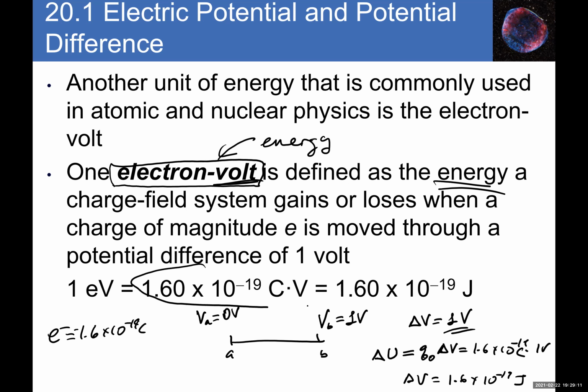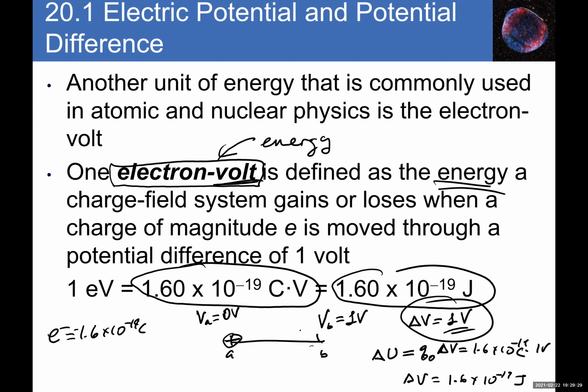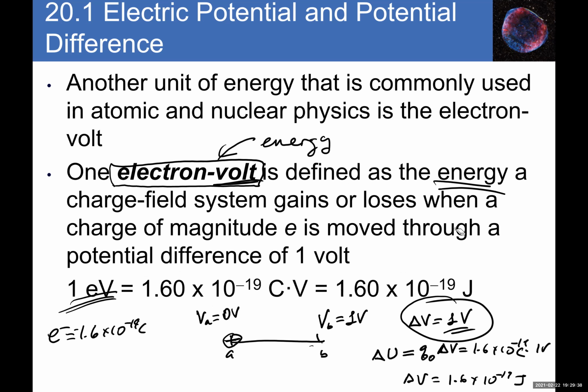That means when the energy is 1.6 times 10 to the negative 19 coulombs times volt, which is 1.6 times 10 to the negative 19 joules, that is the amount of energy this electron will gain or lose as it goes from point A to point B, where the potential difference between A and B is only 1 volt. We define that much energy as 1 electron volt. That means 1 electron volt is defined as exactly 1.6 times 10 to the negative 19 joules, and it's a unit of energy and not potential.